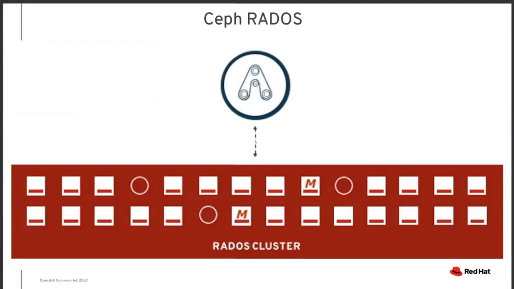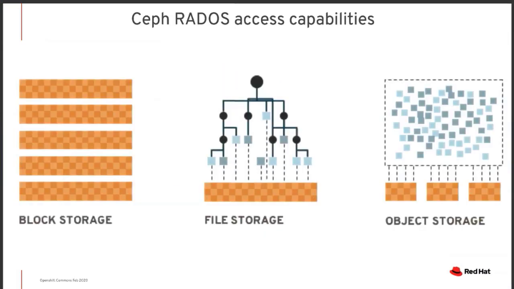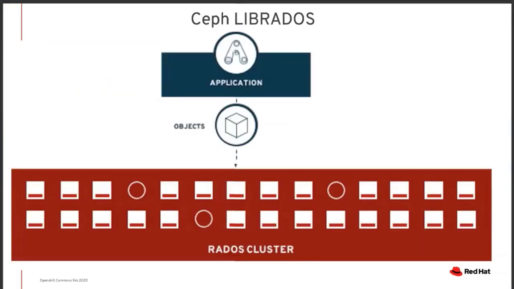And then there's a management or metadata server. Access capabilities, I already talked about it. Block storage, file storage, and objects. That's what we deliver on top of Ceph. And Librados is actually the library that an application could use to connect to the RADOS system directly without having to go through a RADOS gateway or CephFS or RBD. It can actually directly connect into the internals of Ceph by using Librados.